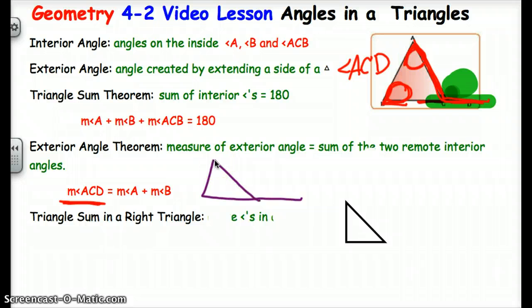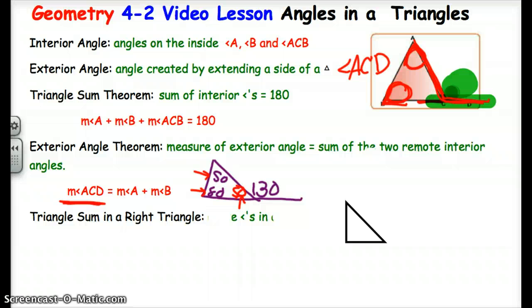If this is 50 and this is 80, 50 plus 80 is 130. And yes, some people are saying, well, I could figure that out, Miss Hefty, because 50 and 80 is 130. So this is going to be 50 as well, and then I can find my 130. That does work unless I give you expressions for those angles. Then you are going to have to use your exterior angle theorem. And wasn't it quicker to add the 50 and the 80 together to get 130?